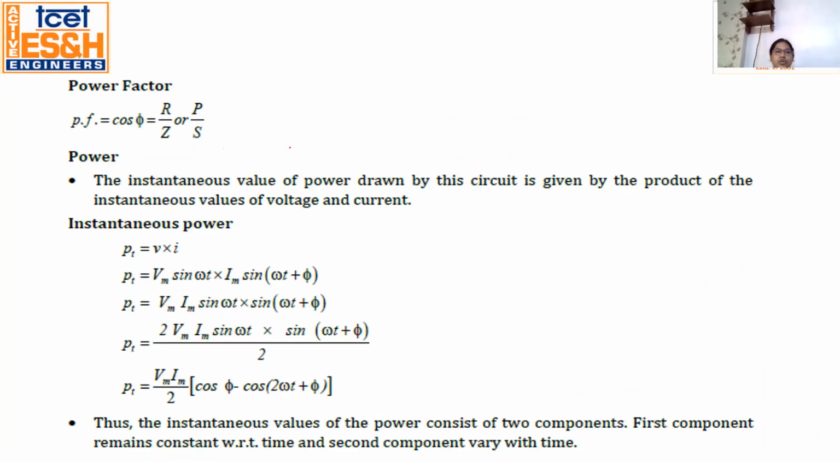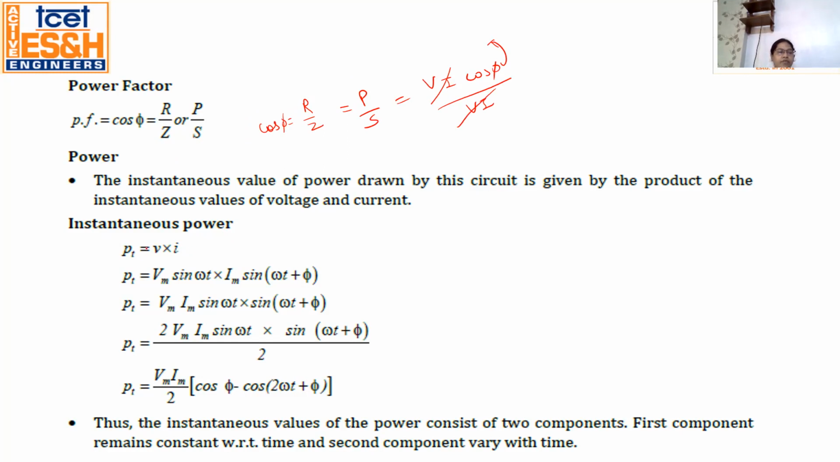So you can also represent power factor as R by Z. Cos phi is equal to R by Z, and also P by S. P is equal to what? P is VI cos phi, and S is equal to VI. So VI cancels, and it will give cos phi. Clear?